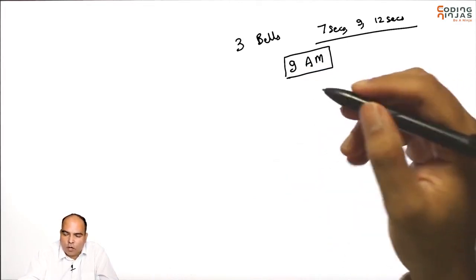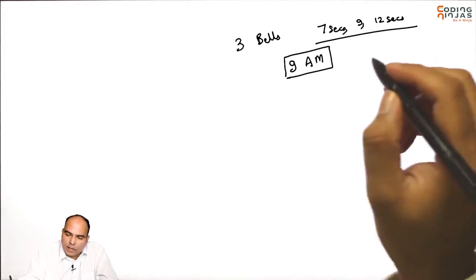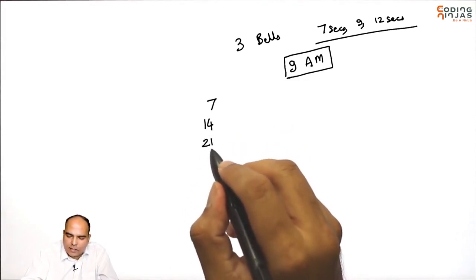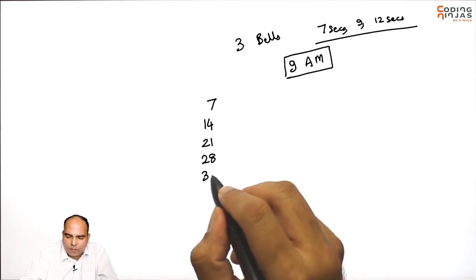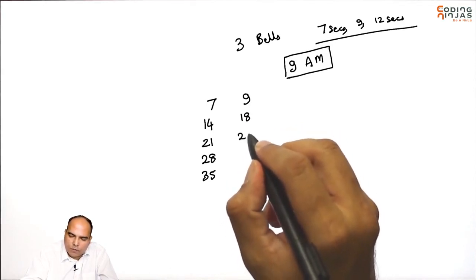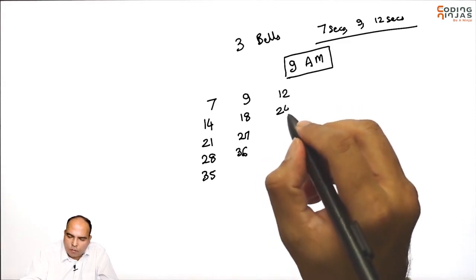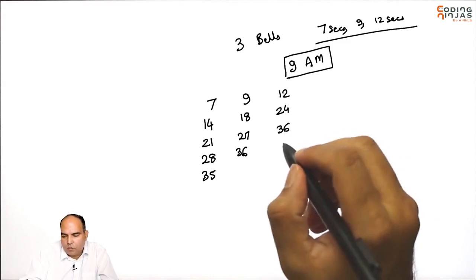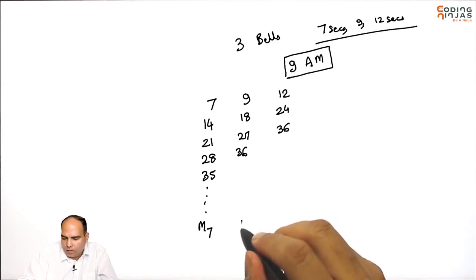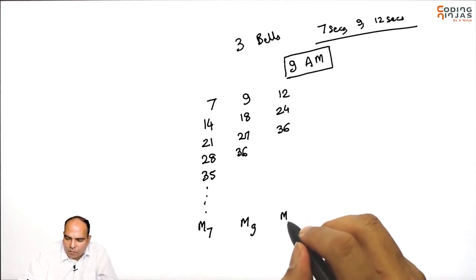So at 9 am in the morning, they all ring together. At what time will they ring again for the first time? There are 3 bells. One bell has a time interval of 7 seconds for its ringing. The second bell has a time interval of 9 seconds. And the third bell has a time interval of 12 seconds. So the 7-second bell is ringing in multiples of 7, the 9-second bell in multiples of 9, and the 12-second bell in multiples of 12.